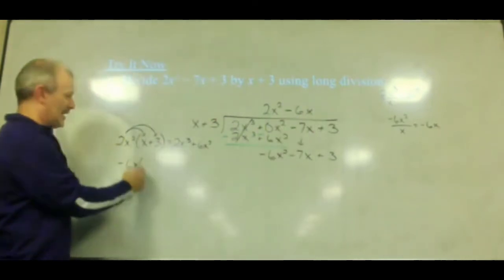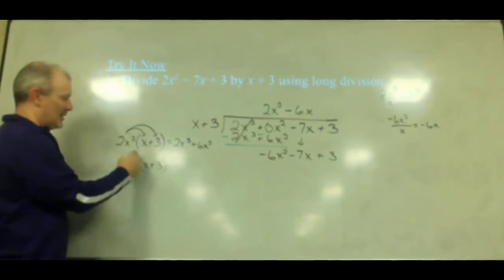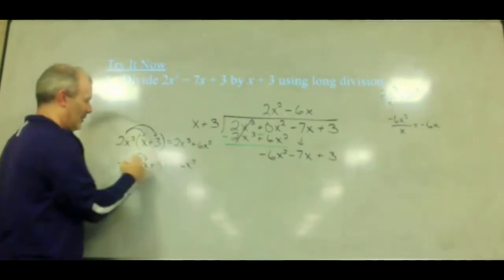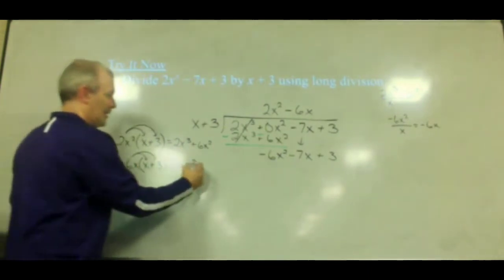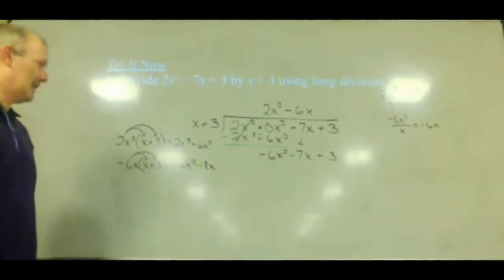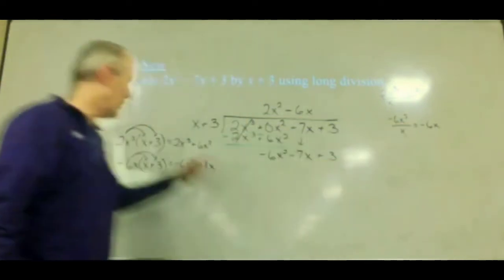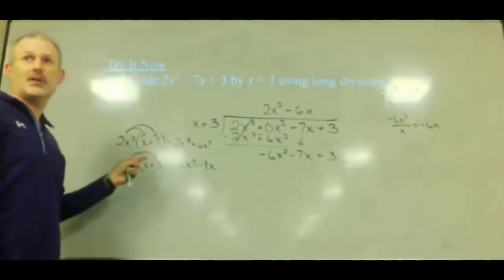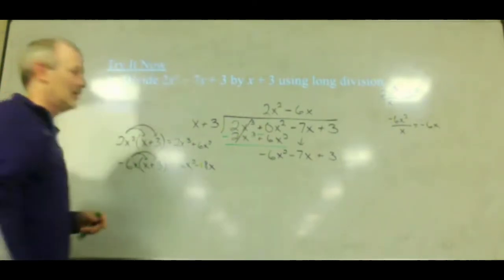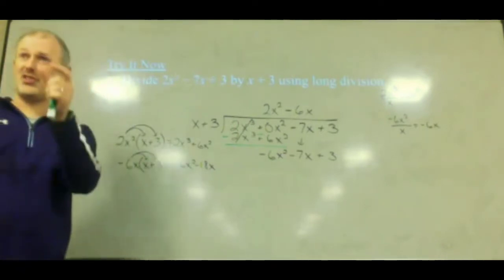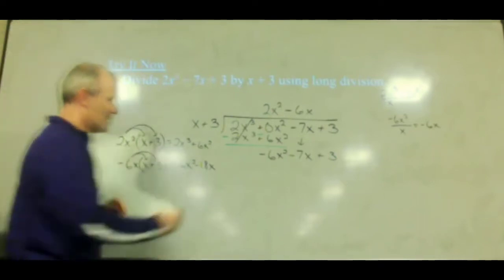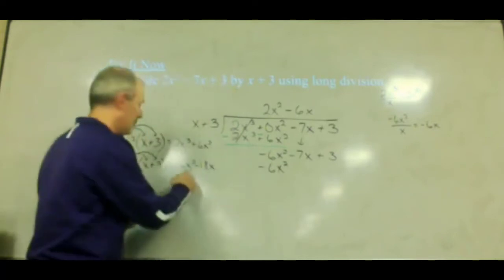And negative 6x times the x plus 3 will give us what for the first term? Negative 6x squared. Correct. And what for the second term? Negative 18x. So every time we figure out what number to use, we always multiply by the x plus 3. Because that's what we're dividing by, so that's what we have to use to multiply to see what we're going to cancel. Just like in our number example, we always use 32. We use the 32 because that was what we were dividing by. So we put this under here, minus 6x squared and minus 18x.